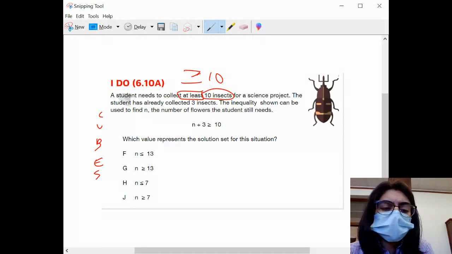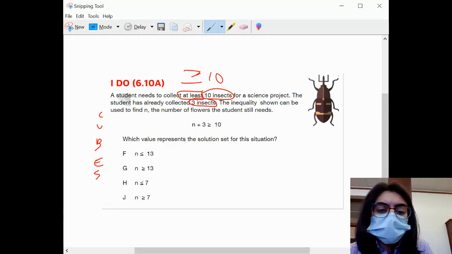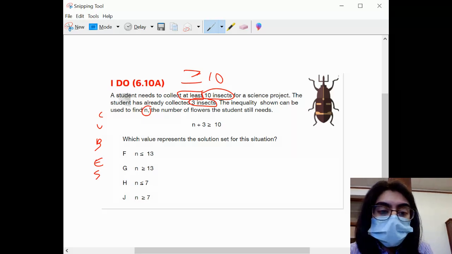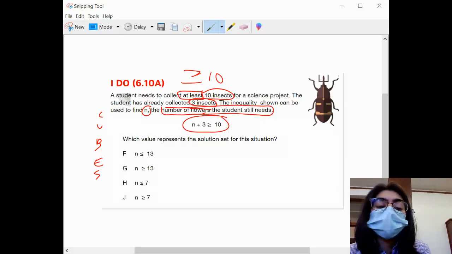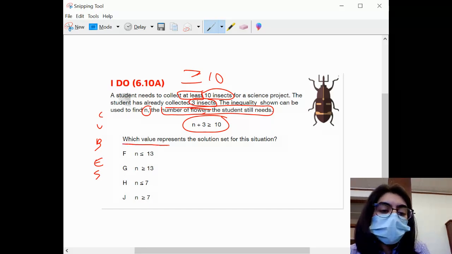The student has already collected 3 insects. The inequality shown can be used to find n. Okay, we have to know, what does n mean? N is the number of flowers. I think they talk about insects. Number of insects the student still needs. Okay, awesome. I love that they even drew it for us so we don't have to make it ourselves this time. Which value represents the solution set for the situation?